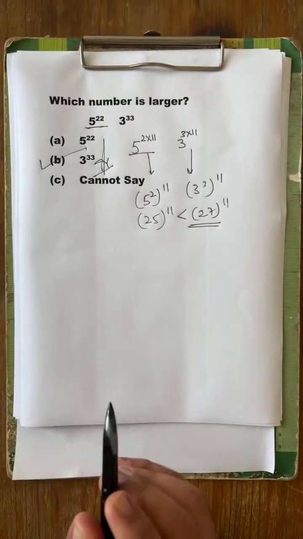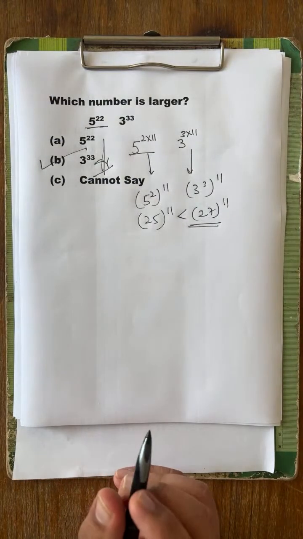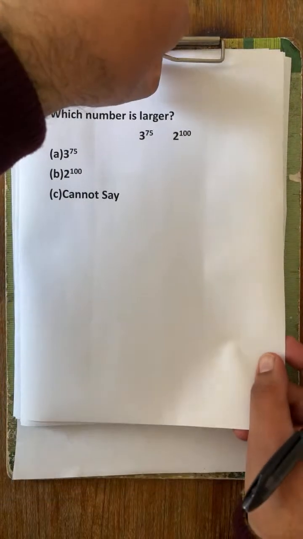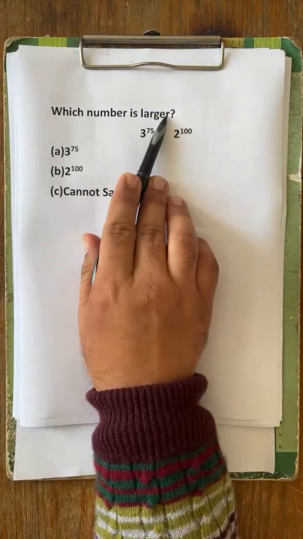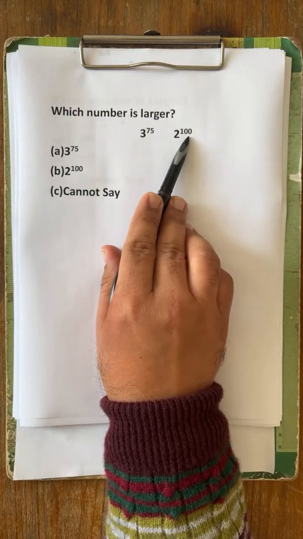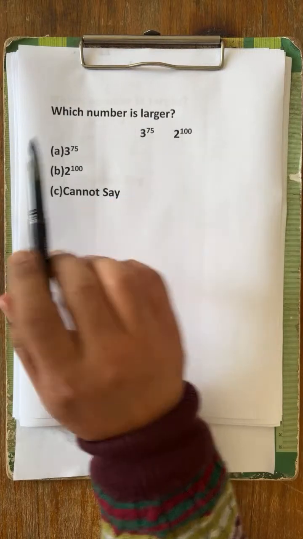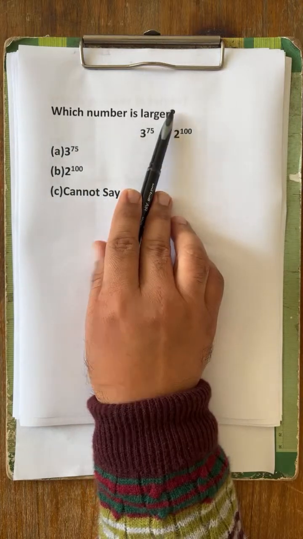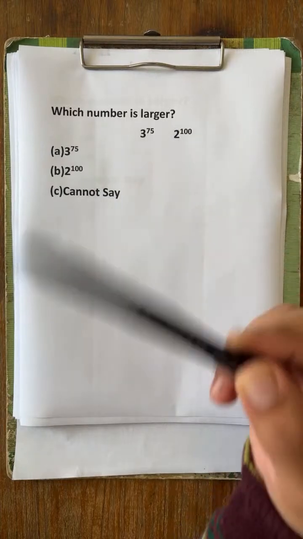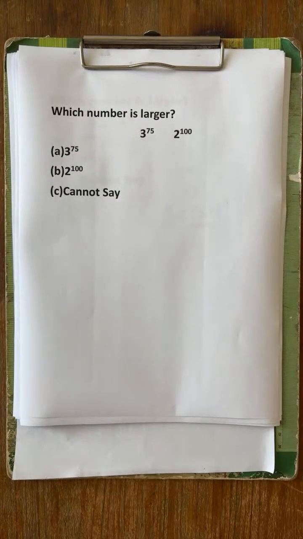Now, moving to the next question. This question we have to solve in a similar way. Which number is larger? 3 power 75 or 2 power 100? We have to find which number is larger, 3 power 75 or 2 power 100. Now try to solve this question and write your answer in the comment section.